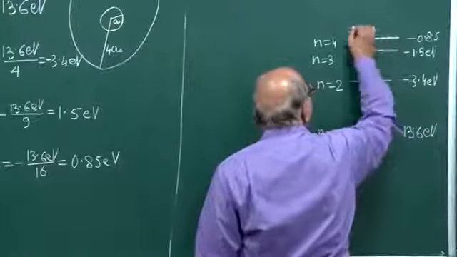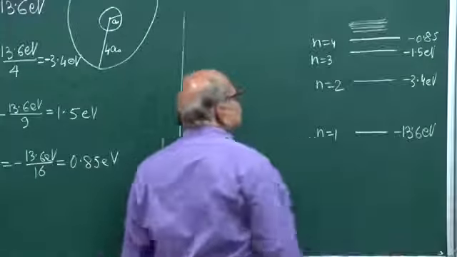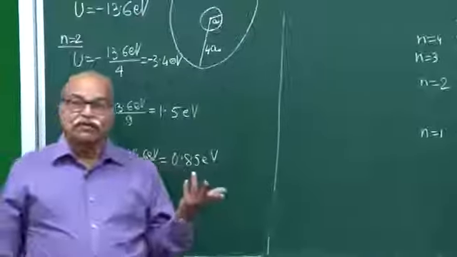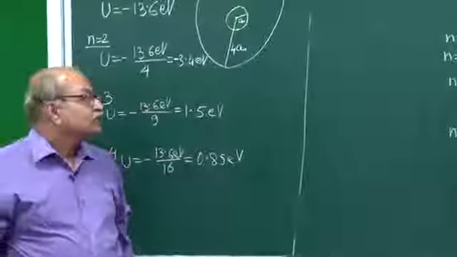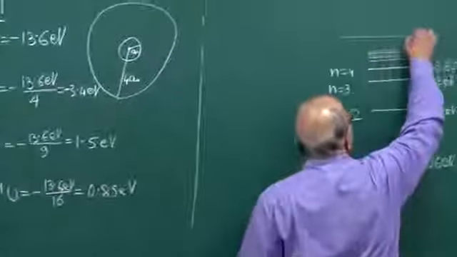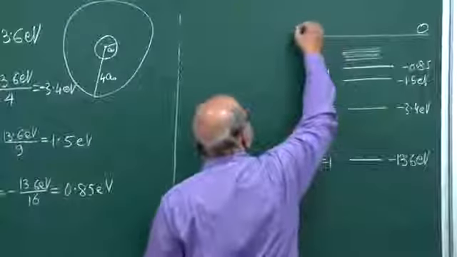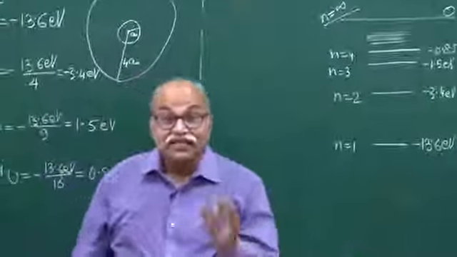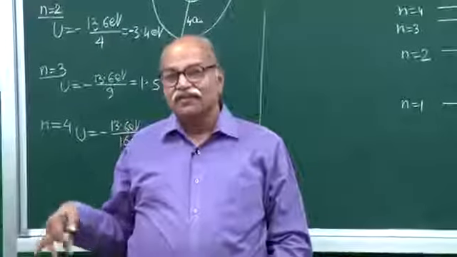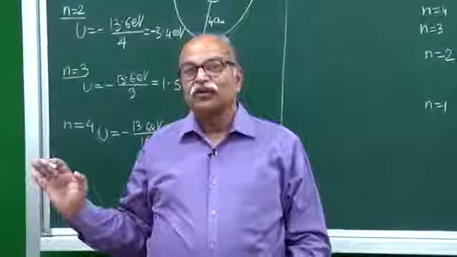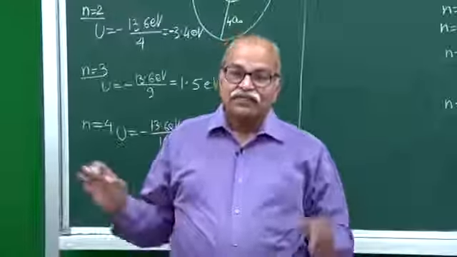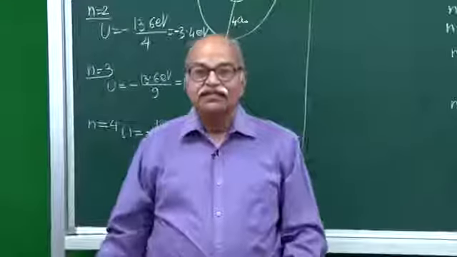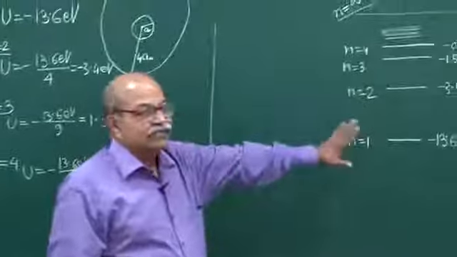So this way it will increase, and when n is very large, say infinity, then this becomes 0, since it is minus 13.6 divided by n square. So this 0 corresponds to n equal to infinity, and that means the radius is very, very large compared to the Bohr radius. That means this electron has gone out. It is not bound to the proton. So that system where the electron and proton are widely separated, that energy we are taking as 0, and with respect to that all these energies are given.